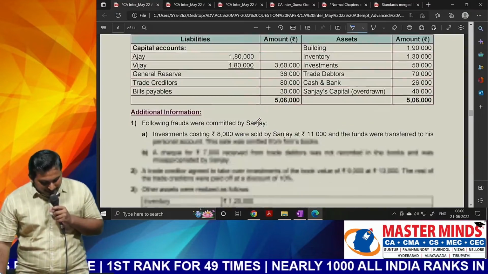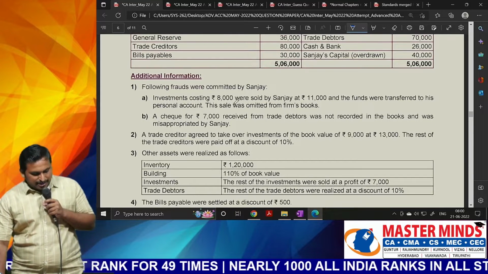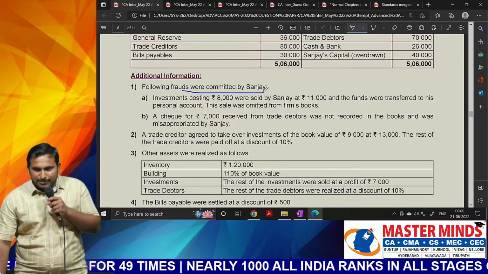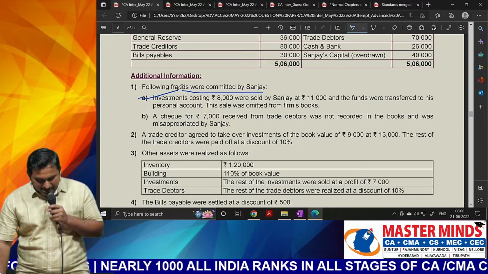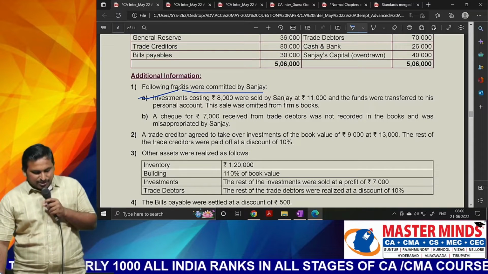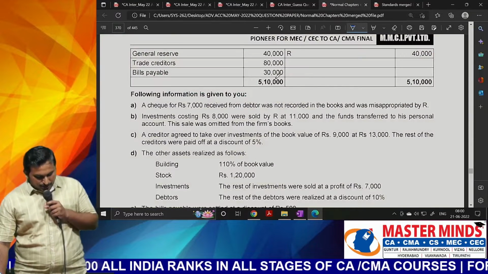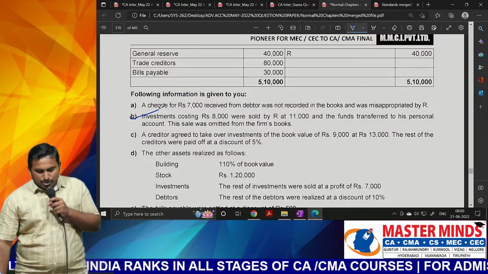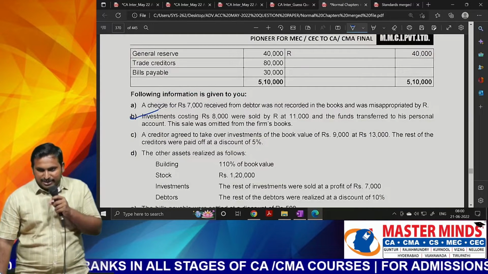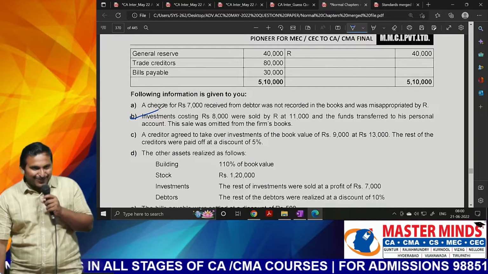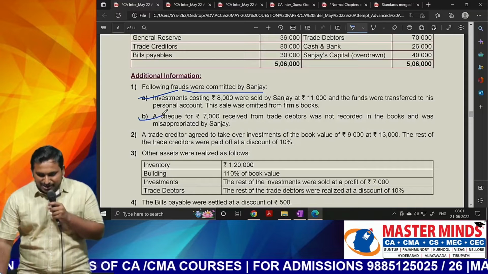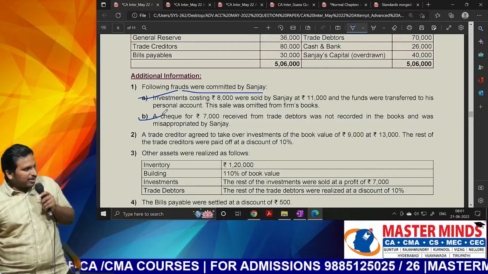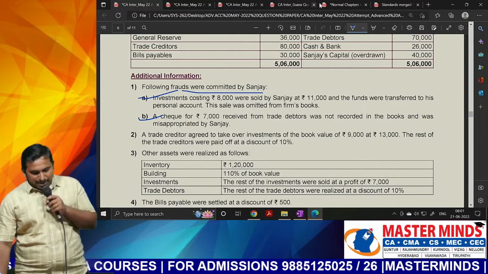Next, let me read the additional information. You will get some clarity. The following frauds were committed by Sanjay. Investments costing 8,000 were sold by Sanjay at 11,000 and funds were transferred to his personal account. Now, 8,000 sold by R at 11,000 and funds transferred to his personal account. Maybe the amounts are also exactly the same. Let me show you. 7,000 received from trade debtors was not recorded in the books and was misappropriated.